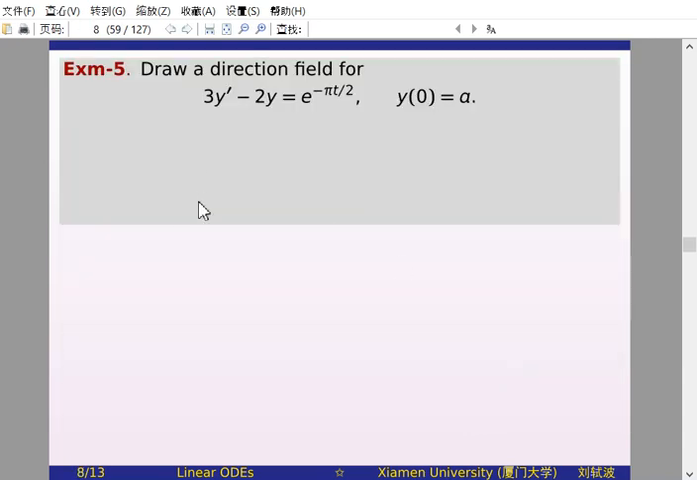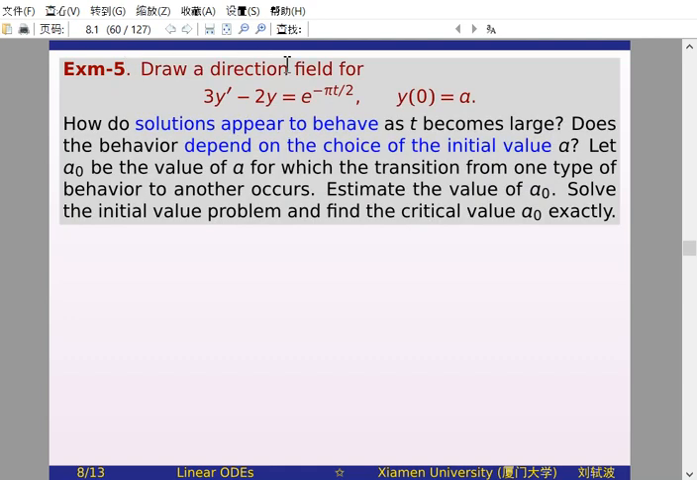So our next example, we are required to draw a direction field of this equation. This is an initial value problem for a first order linear equation. So this is a quite easy problem, but we need to draw a direction field and maybe some integral curves. Then we need to study the behavior of the solution.